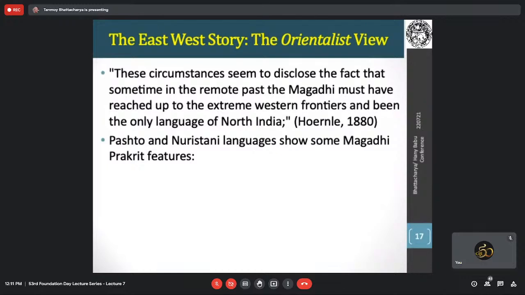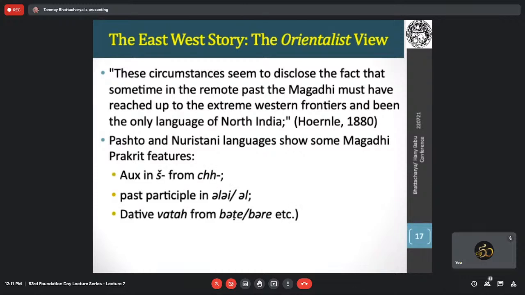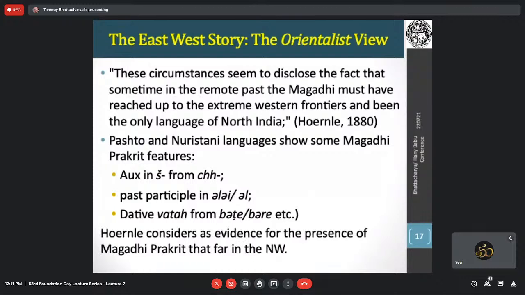First of all, Hoernle himself talks about Pashto and Nuristani languages of Afghanistan, which actually show Magadhi Prakrit features. Some of these features are listed here. So one should really compare them in the modern language versions. Hoernle considers this as evidence for the presence of Magadhi Prakrit that far in the northwest. So the thesis is somewhat incomplete as it leaves many questions unanswered. Nevertheless, it strongly suggests that Prakrits are not the tongues derived from Sanskrit. That's the main point of this view.